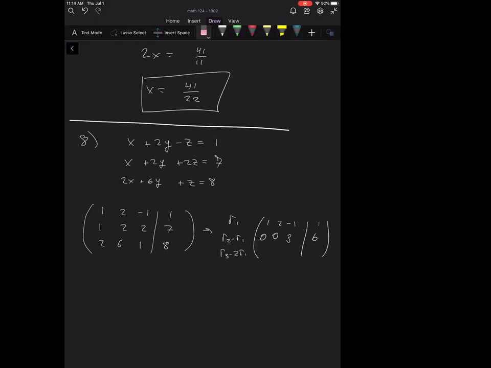And then the last one, we have row 3 minus 2 row 1. So 2 minus 2 times 1, which is 0. 6 minus 2 times 2, so 6 minus 4, which is 2. 1 minus 2 of this, so 1 minus a negative 2, which is 1 plus 2, which is going to be 3. 8 minus 1 times 2, which will be 6.